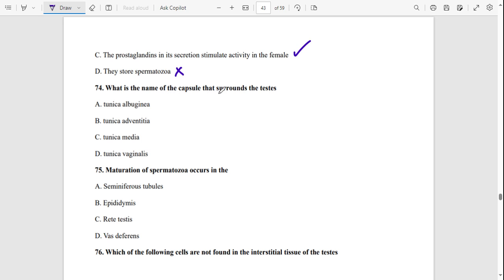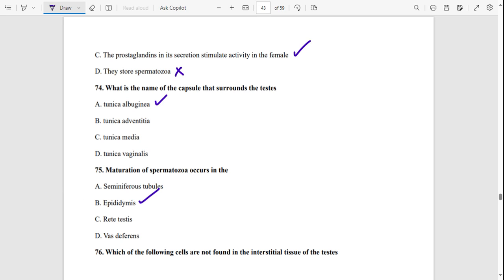What is the name of the capsule that's around the testis? The testis is surrounded by the tunica albuginea. Maturation of spermatozoa occurs in the, if you just hear of maturation of spermatozoa, it will occur in the epididymis. Okay, not anywhere else, epididymis.